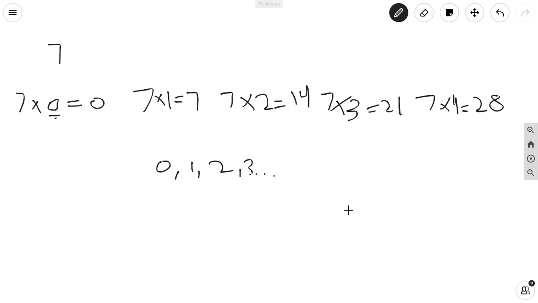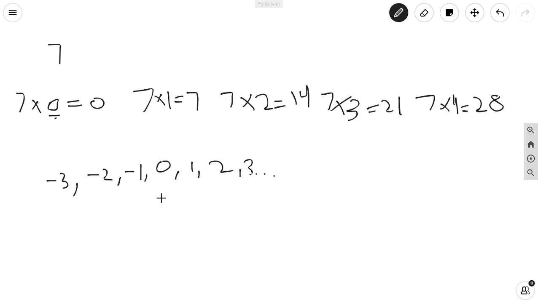Alright, and now what is an integer? An integer is the same as this. They're the same as whole numbers, but they also include negatives. So integers are whole numbers, but they also include negatives.